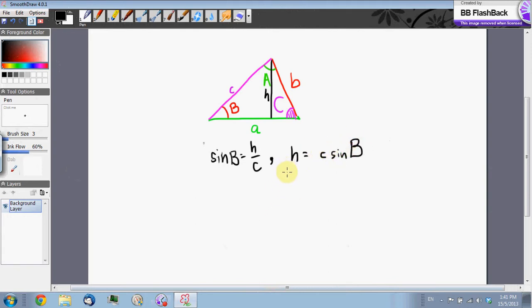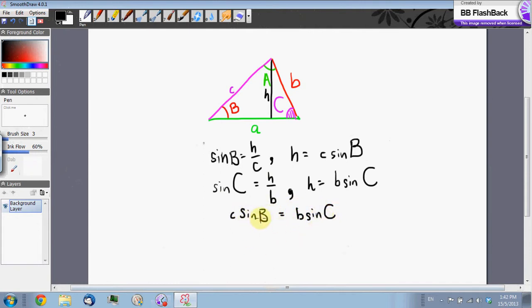And we can also see that sine of big C is equal to opposite divided by hypotenuse, so that's h over b, and again h equals b sine c. Since h and h are the same, c sine b equals b sine c. If I bring sine c over and sine b down, we get c divided by sine c equals b over sine b. So this is the first part of the proof.